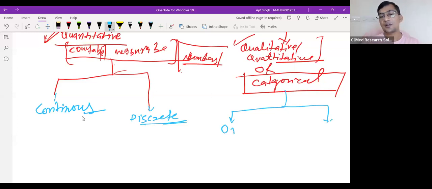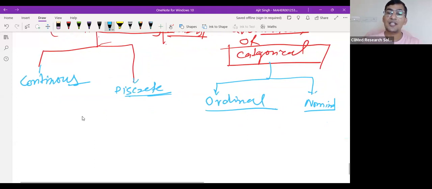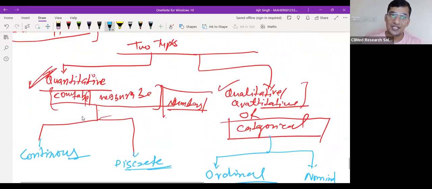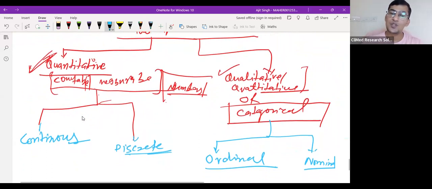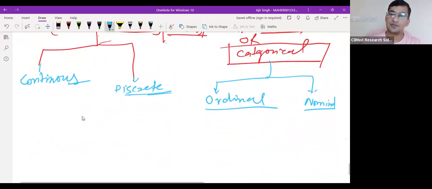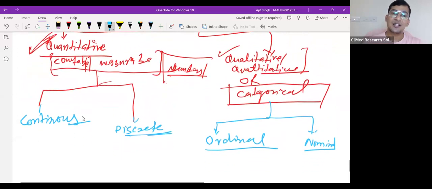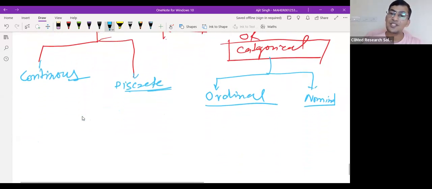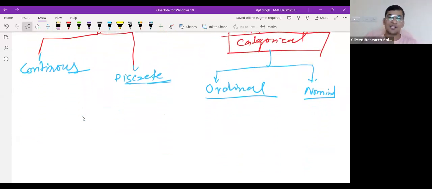And categorical data is also two types. One is ordinal, one is nominal. Okay, ordinal and nominal, right? Correct? Got it? There are four types of data. Basically two types of data widely: one is quantitative, one is qualitative. Quantitative means which we can measure. Qualitative means we cannot measure, but there are groups or categories. Now the quantitative data is also two types, continuous and discrete, and qualitative data is also two types, ordinal and nominal. Now let me describe one by one.